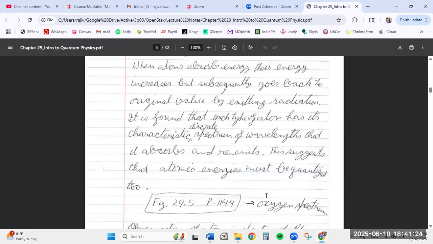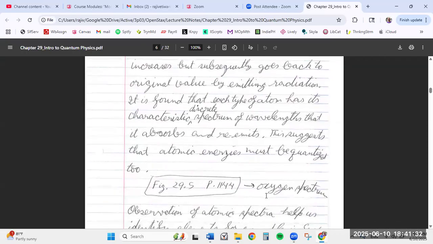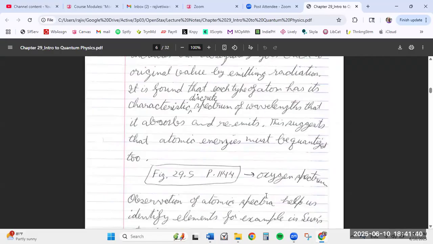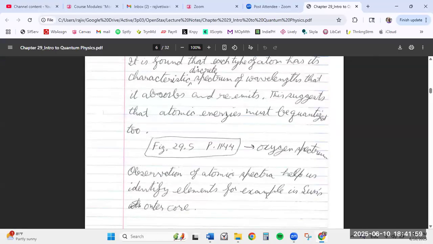And that energy can be seen if it's in the visible part of the spectrum. You can see that. It is found that each type of atom has its own characteristic discrete spectrum of wavelengths that it absorbs and re-emits. So these atoms cannot absorb and emit any random wavelength. Each atom has its own specific wavelengths that it can absorb or re-emit. And this suggests that the atomic energies must be quantized as well.